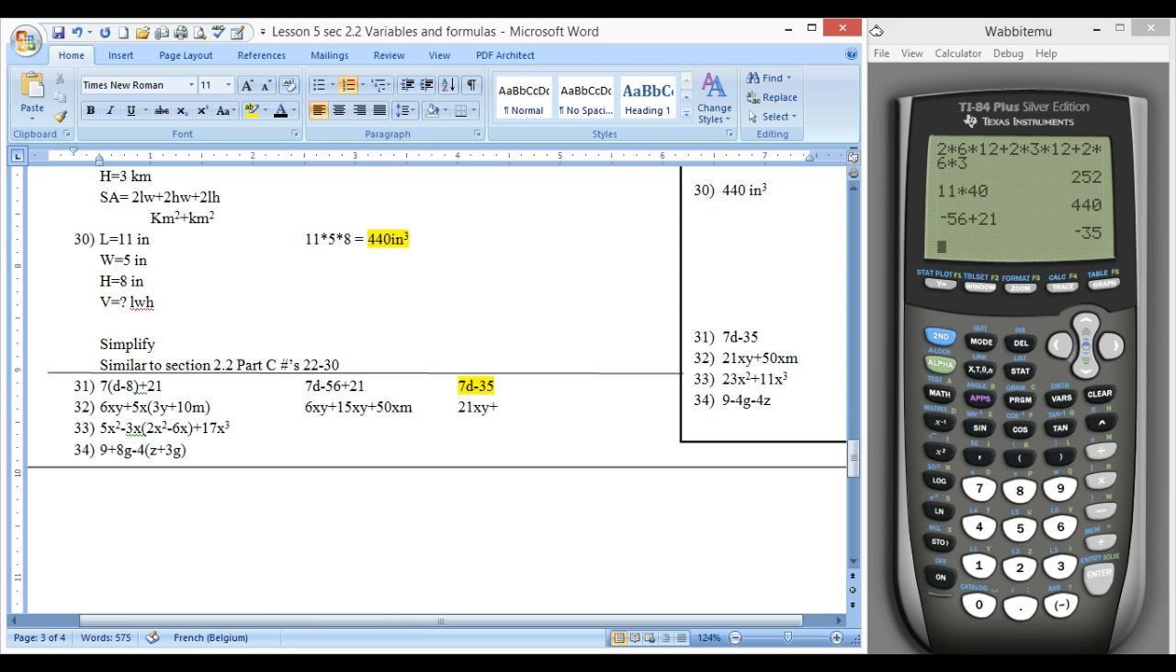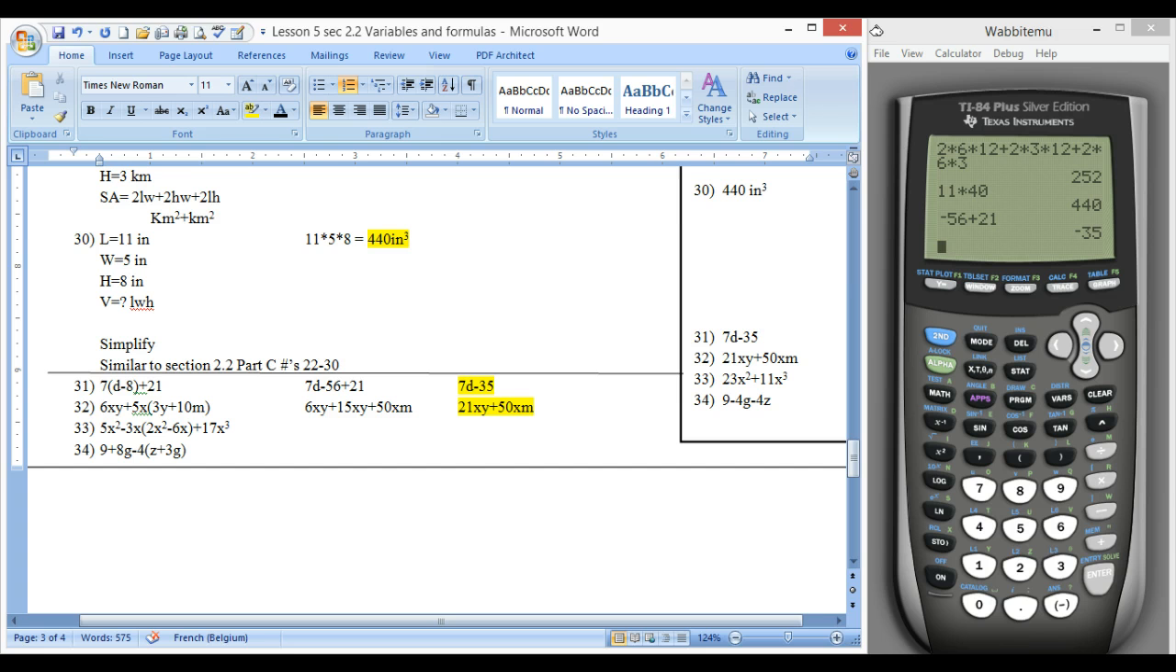And there's nothing else with the x m, so it's just 50x m. Those are two terms that are not like terms, so I'm done. Okay, let's move to the next one.